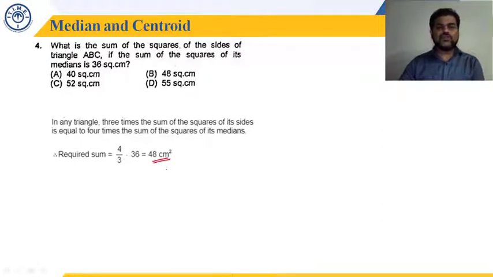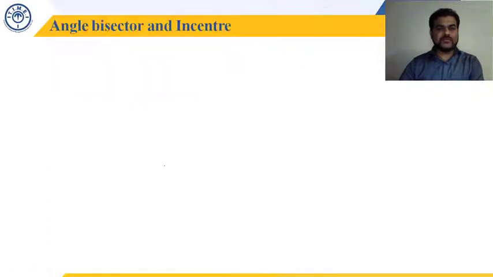This is a very straightforward question based on the rule that we have just now studied in the previous slide. Fine, let's move ahead. So centroid is the meeting point of all the 3 medians.